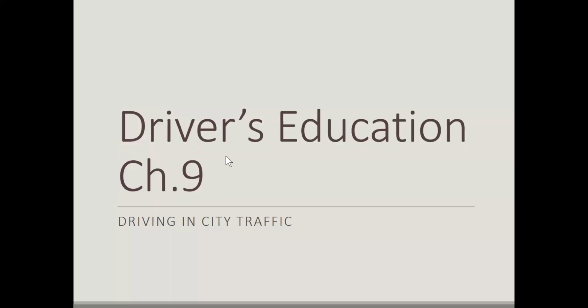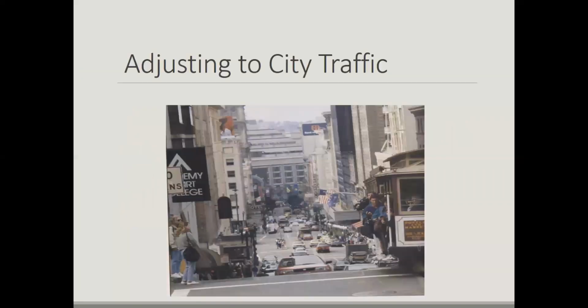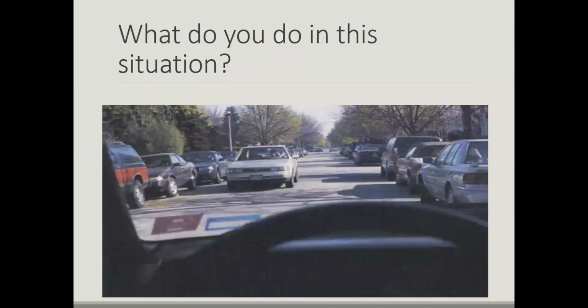Okay, chapter 9. Welcome back. Driving in city traffic, driving in urban traffic, and adjusting to city traffic. What would you do in this situation here? The main thing is, again, when you see a tight space, you've got cars parked on both sides and another car coming, reduce speed. Go slow so you can make it through. A lot of times I see kids just kind of flying through this. Reduce your speed.